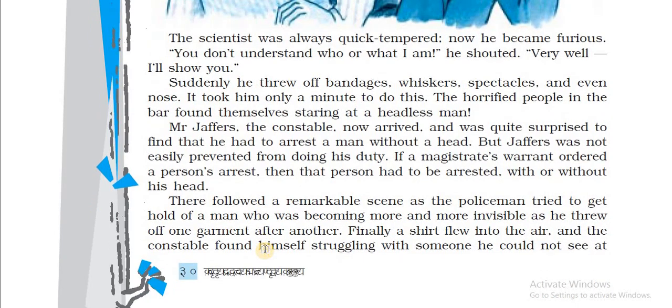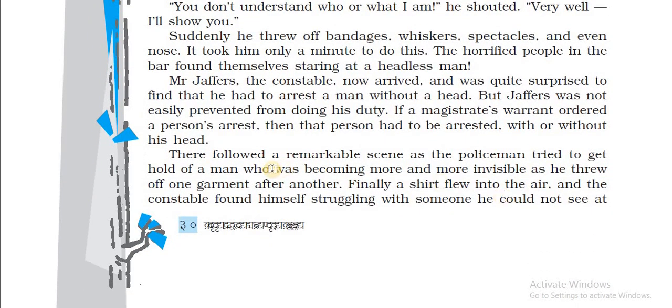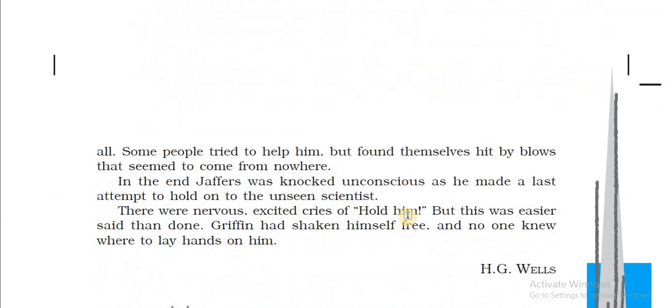There followed a remarkable scene as the policeman tried to get hold of a man who was becoming more and more invisible as he threw off one garment after another. Finally, his shirt flew into the air and the constable found himself struggling with someone he could not see. That means that now Griffin had removed his clothes and was invisible. So the constable was not able to find him, and without finding him he could not arrest him. So let's move to the next page.